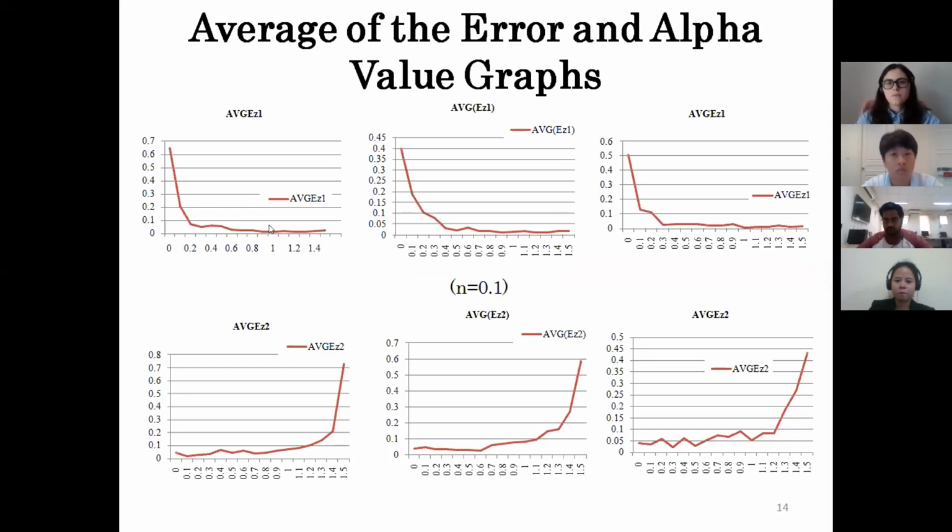We repeated that again and again for at least 3 cases: first case, second case, and third case. For every Z1 and Z2, we use Gaussian noise with a magnitude of 0.1.